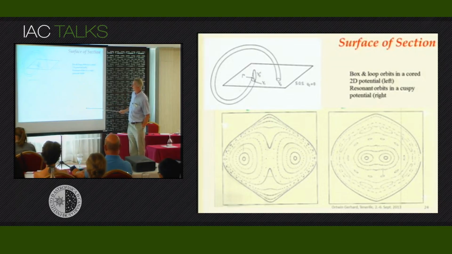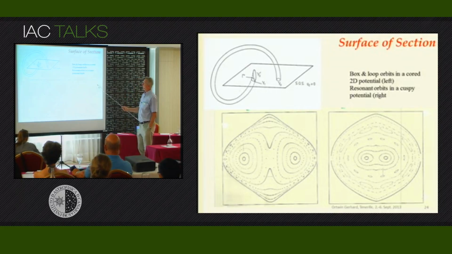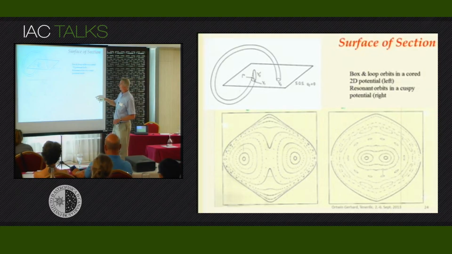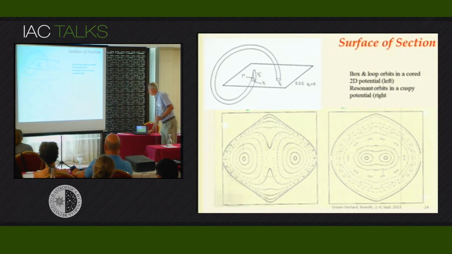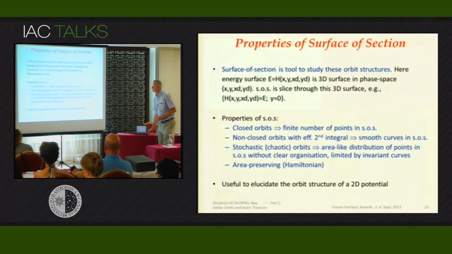Now let's go a bit away from the easy cases. This one is a surface of section for a similar two-dimensional potential, except that I have increased the central mass concentration. So I've now put in a cusp in the stellar density. Here you see there are still these two families of loop orbits. There are also some of the box orbits left. But there are now a lot of so-called resonant islands that appeared in the phase space.